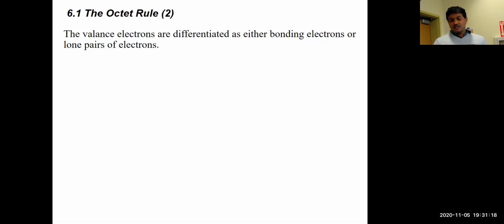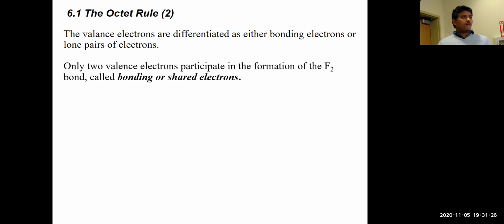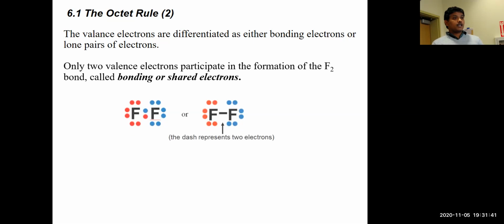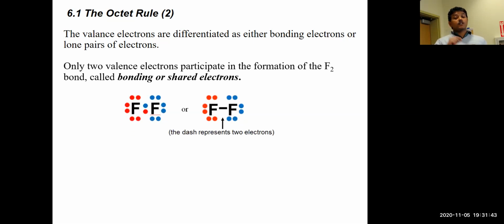Let's dig deep into what the octet rule is. We already said that valence electrons are the ones used to make bonds with other elements, and atoms also have lone pairs that are counted towards the octet rule. So we already used this example to explain how atoms share electrons, and here we said that fluorine makes a single bond with another element by sharing its 2 electrons.